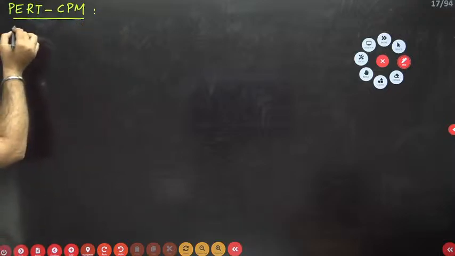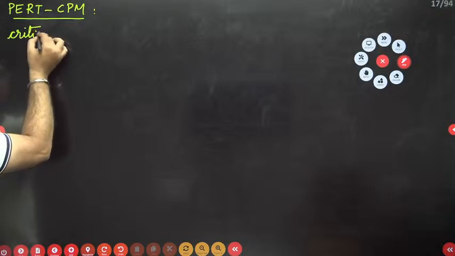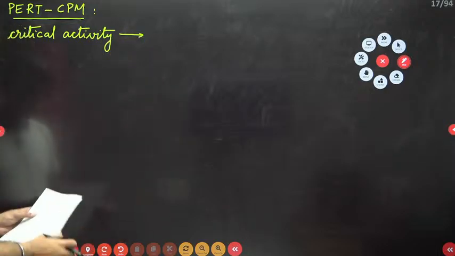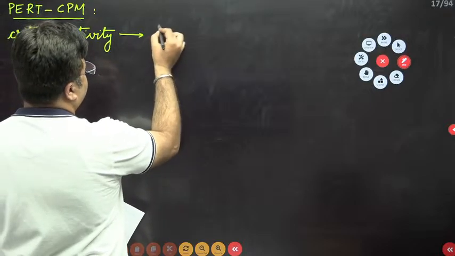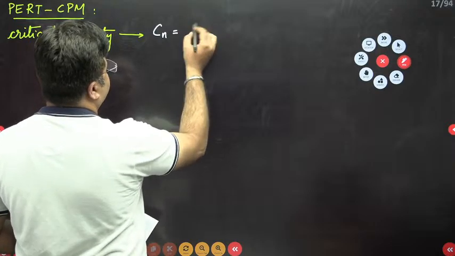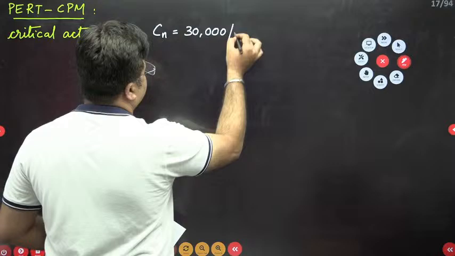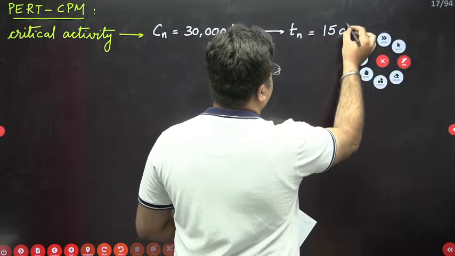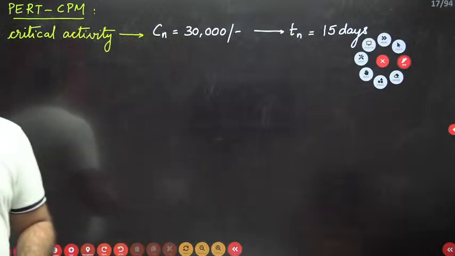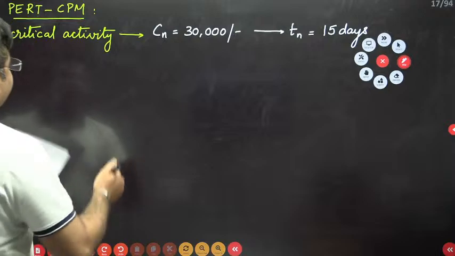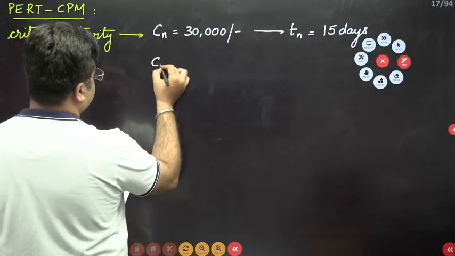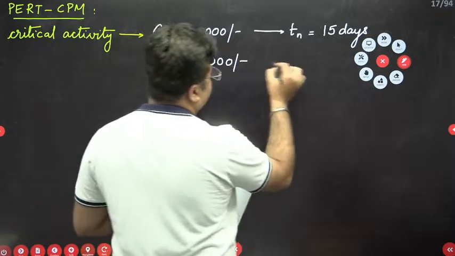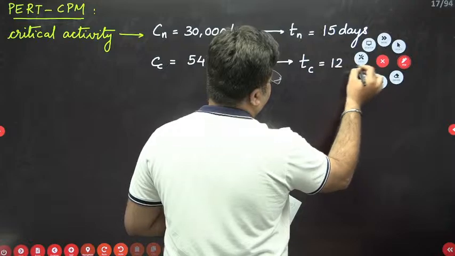The question says that a critical activity is given to you. For this critical activity, the normal cost Cn is 30,000 rupees. And the normal duration of completion Tn is given to you as 15 days. Then for this same critical activity, the crashing cost Cc is equal to 54,000 rupees and the crashing duration Tc is given to you as 12 days.